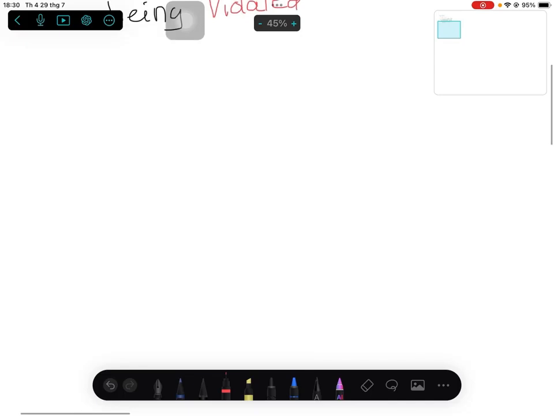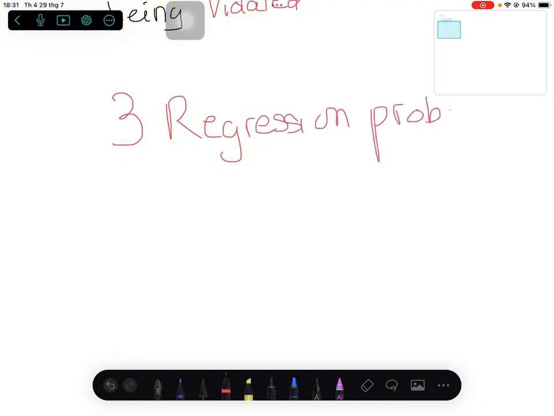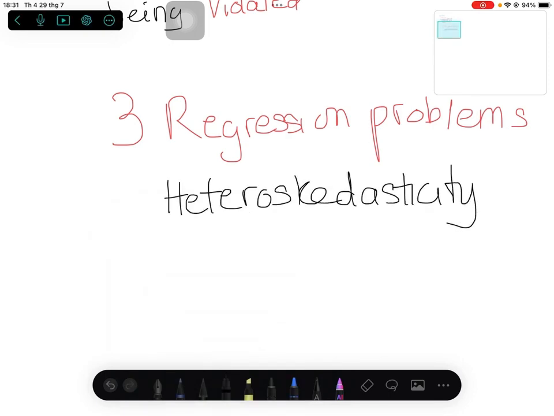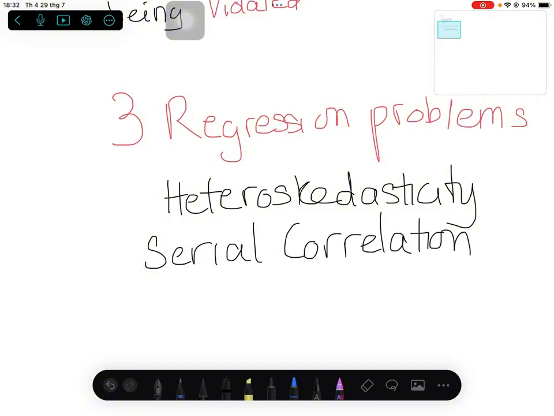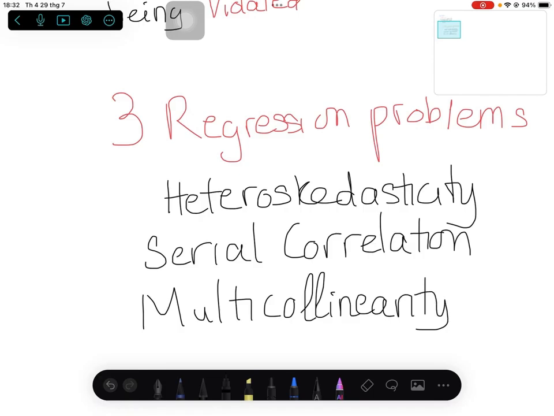So, in this lesson, we are going to explore the 3 regression problems every finance student must recognize: heteroskedasticity, serial correlation, and multicollinearity. More importantly, we will learn how professionals detect them, why they matter, and what to do when they appear.